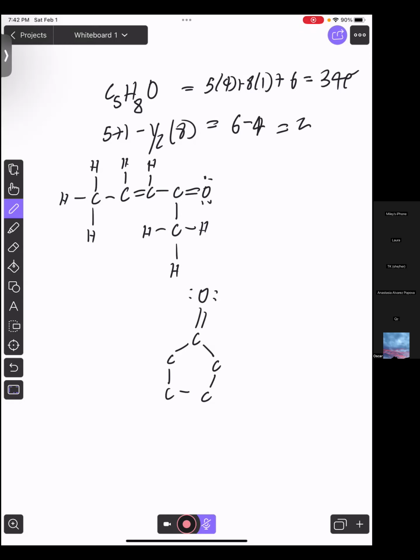The other carbons now need to have 4 bonds. I need to check them. Oxygen is happy. It's making 2 bonds and it has its 2 lone pairs to make it 8. This carbon in the middle here is happy. This one needs 2 more connections. This one needs 2 more connections. This one needs 2 more. That one needs 2 more. And that's the space for me to put my hydrogen atoms. And just like that, I have a molecule.